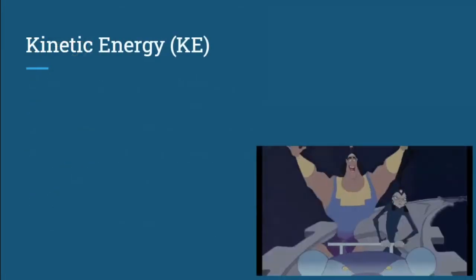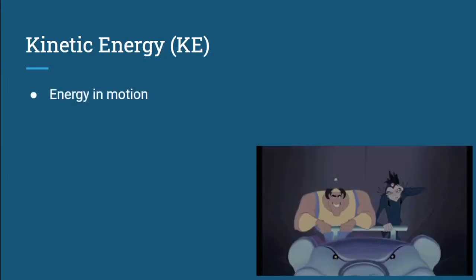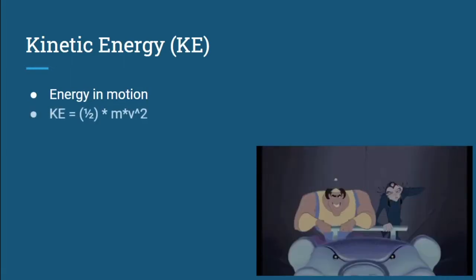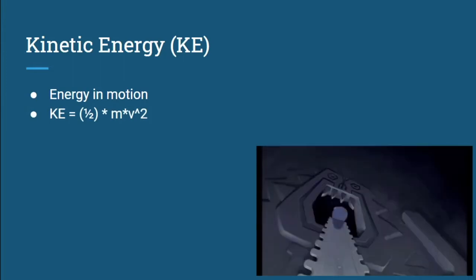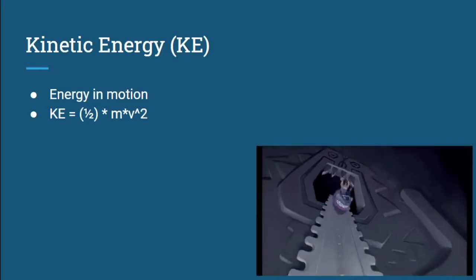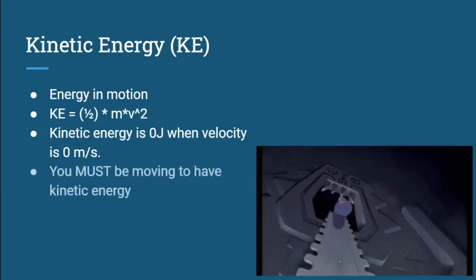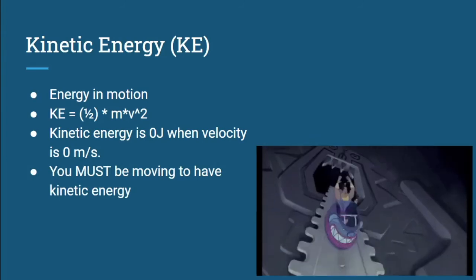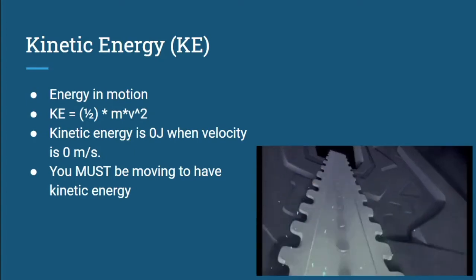So let's talk about kinetic energy here. And kinetic energy is just the energy in motion. So in other words, if you are moving, you have kinetic energy. And our equation for kinetic energy is KE equals 1/2 times m, which stands for mass, times v squared. And v is velocity. So if we look at this, kinetic energy is 0 joules when velocity is 0 meters per second. And like we just said, you have to be moving to have kinetic energy. Mass can never be 0, so the only way to have 0 kinetic energy is to have 0 velocity.